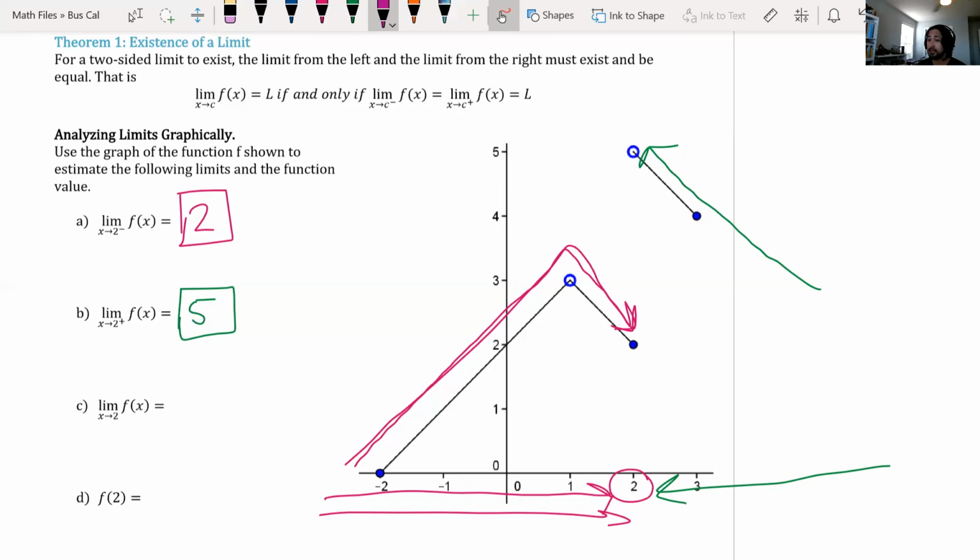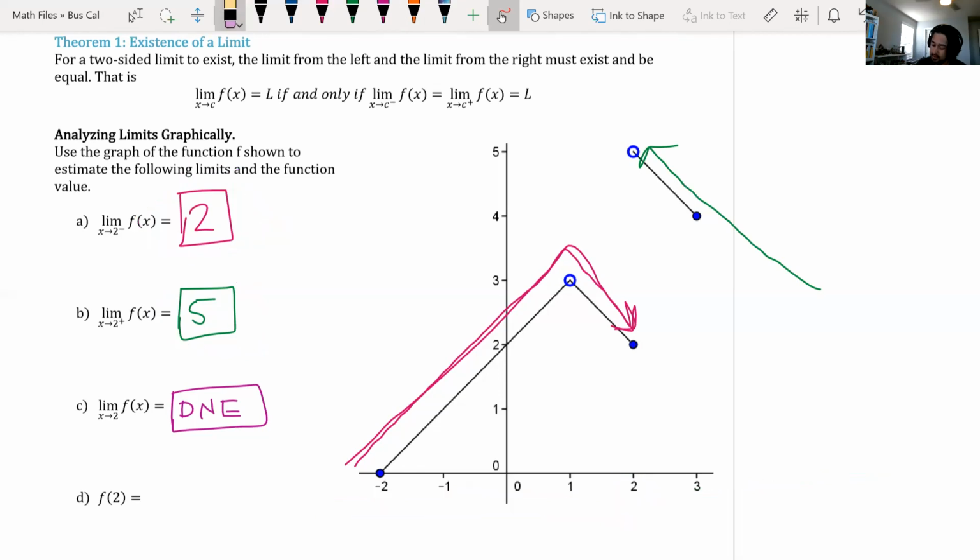So in order for our limit to exist from both sides, the left-hand limit has to be equal to the right-hand limit. Are these equal to each other? No. Therefore, the limit from both sides can't exist. So for C, we would say the limit from both sides does not exist. And this is only because the left-hand limit is 2, the right-hand limit is 5, and therefore those are not equivalent. Okay. Any questions on those so far? So that is just learning how to read a limit and read a graph together.